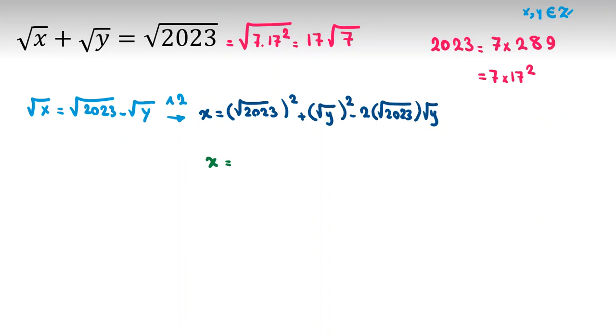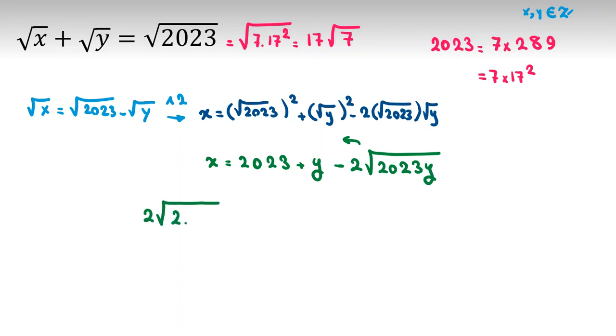X equals root 2023 squared, which is 2023, plus root y squared, which is y, minus 2 times root 2023 times root y. Now, if you take these to the left hand side and all other things to the right hand side, 2 times square root of 2023y equals 2023 plus y minus x.